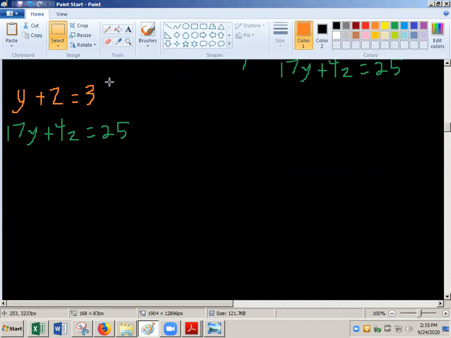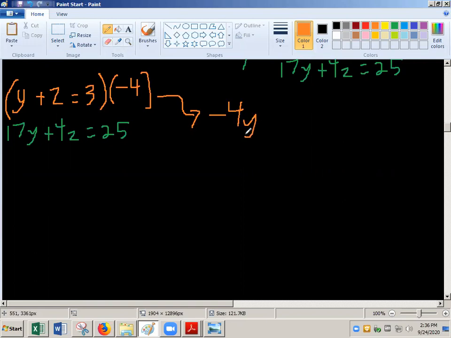So I'm going to take the top and do the same thing we did before. I'm going to keep it in orange. I'll hit it with the negative 4. Hopefully this is clear enough like this. And it will turn into negative 4y minus 4z equals negative 12.